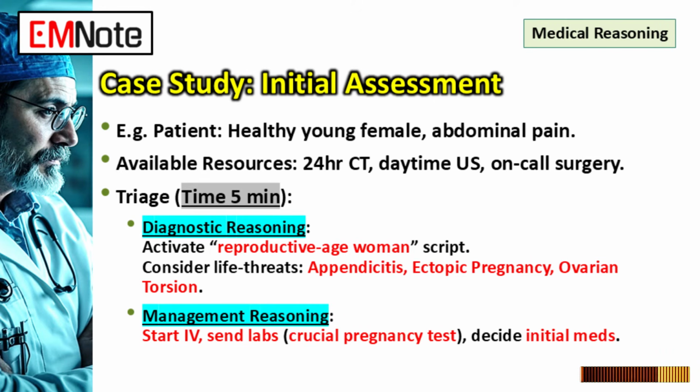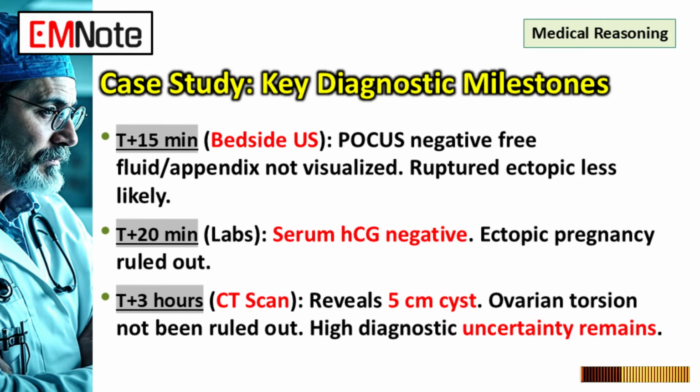Now, let's watch how the diagnostic and management tracks run in parallel. Within the first 5 minutes, the management script is already in action. An IV is in, fluids are running. At the same time, the diagnostic process is making that initial assessment. Is the patient sick or not sick? At the 15-minute mark, a bedside ultrasound, that's a diagnostic tool, shows no free fluid. This result immediately informs the management plan. A ruptured ectopic pregnancy is now much less likely, which means the workup can continue in the emergency department.